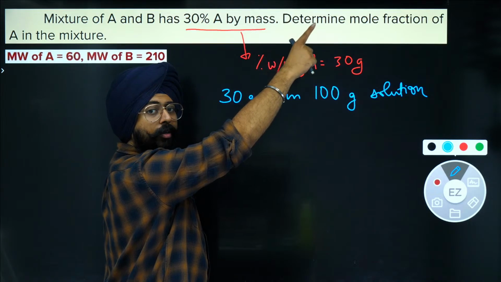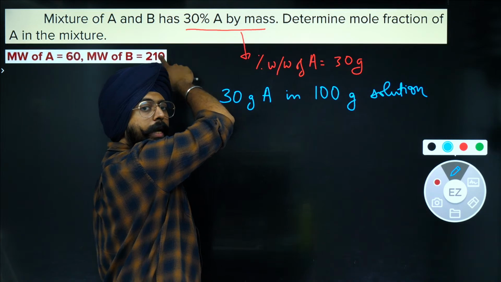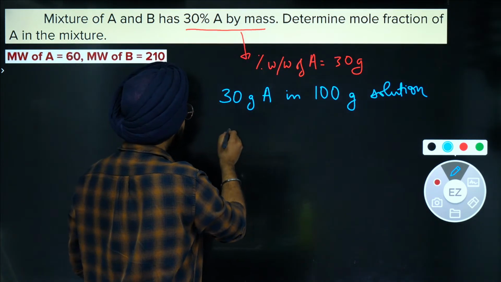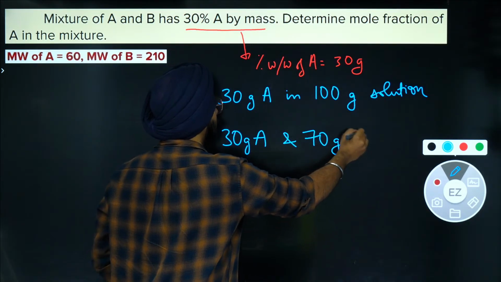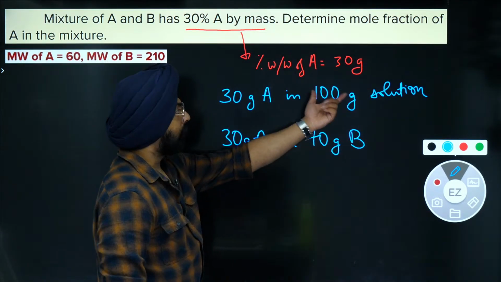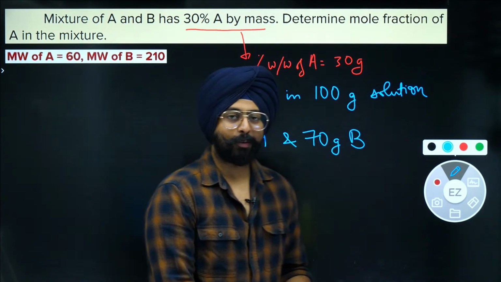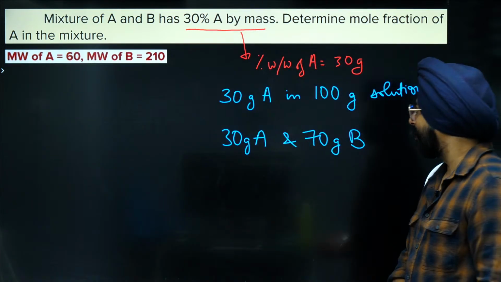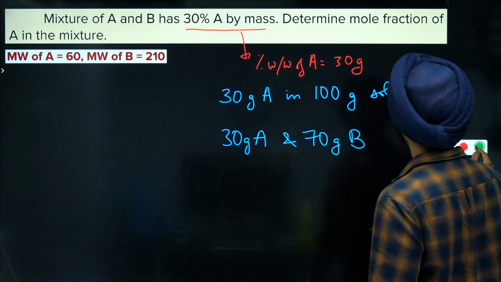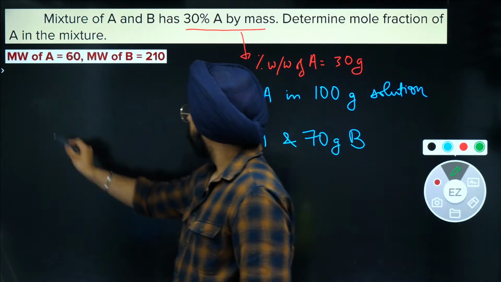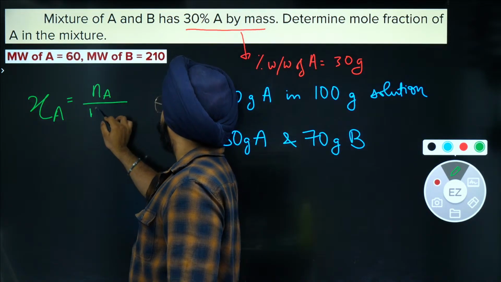We have to define the mole fraction. And we know that the mixture is only A and B. So can I write that I have 30 grams of A and 70 grams of B? Obvious, right? If you have 100 gram solution, 30 gram is A, so 70 gram is B. I don't think there's any rocket science over there. Perfect. Now all we need to do is calculate the mole fraction of A in the mixture. Perfect. कर लेते हैं.